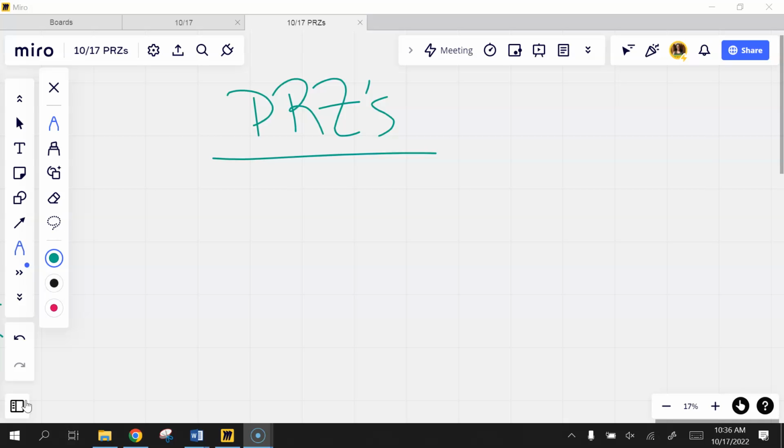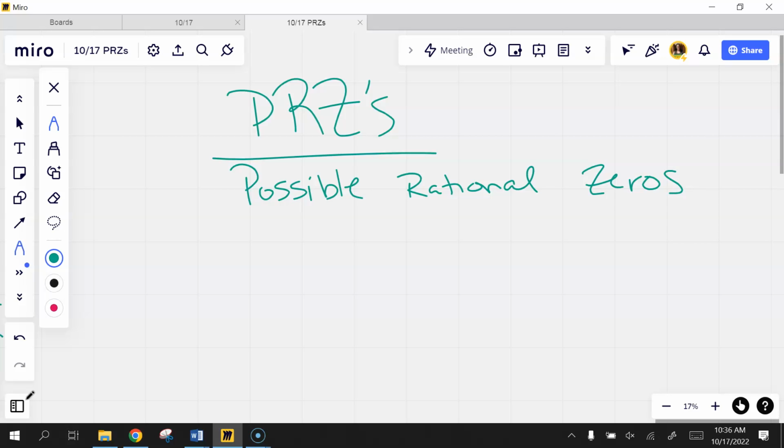This is the rational zero theorem. So here's what a PRZ is. PRZ stands for possible rational zeros. What this is going to do is give us a way to list out a whole bunch of possibilities that we're going to test until we find one that works. And by works, I mean find an actual 0.